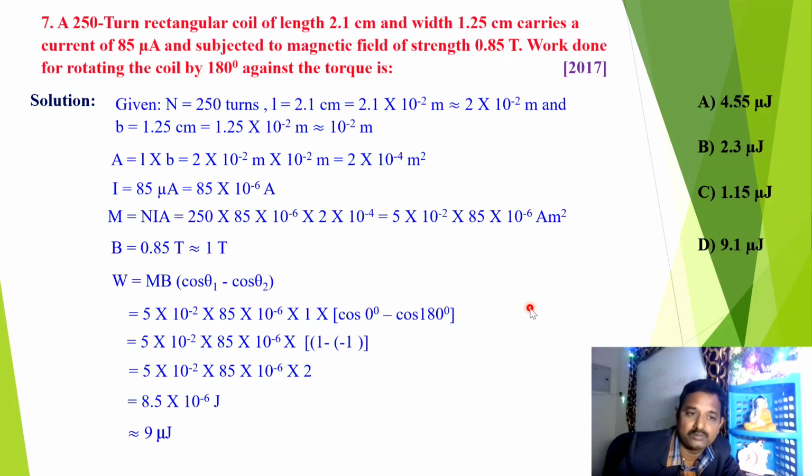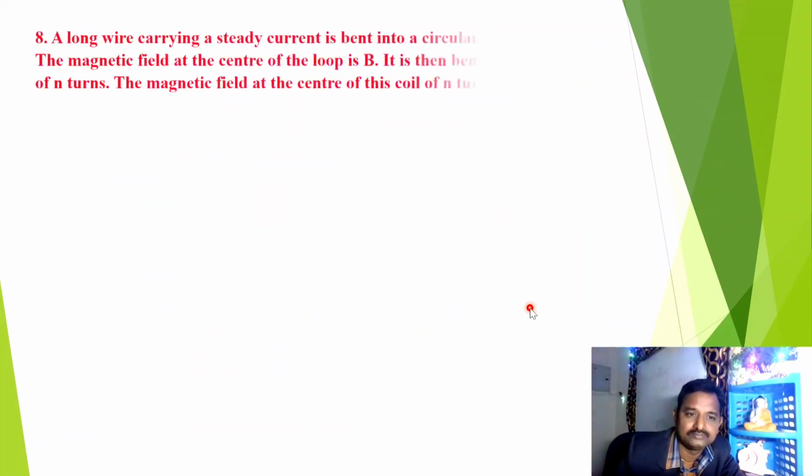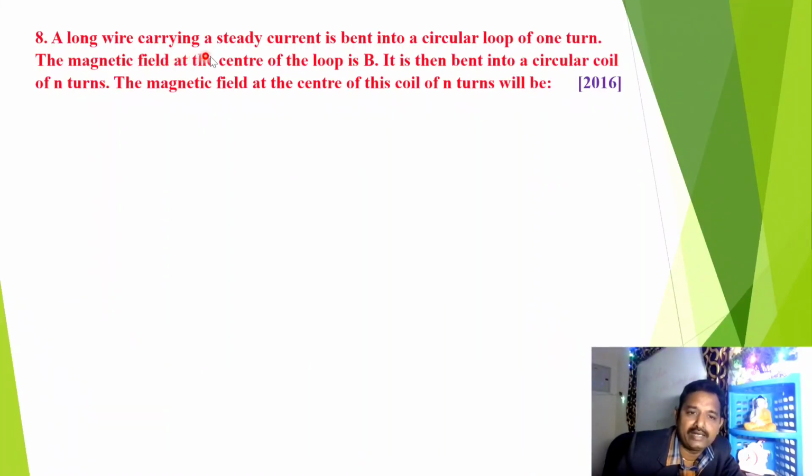Now we will go for the next problem. A long wire carrying a steady current is bent into a circular loop of 1 turn. The magnetic field at the center of the loop is B. It is then bent into a circular coil of N turns. The magnetic field at the center of this coil of N turns will be. It was given in 2016. Here the options: option A 2NB, option B 2N square B, option C NB, option D N square B.